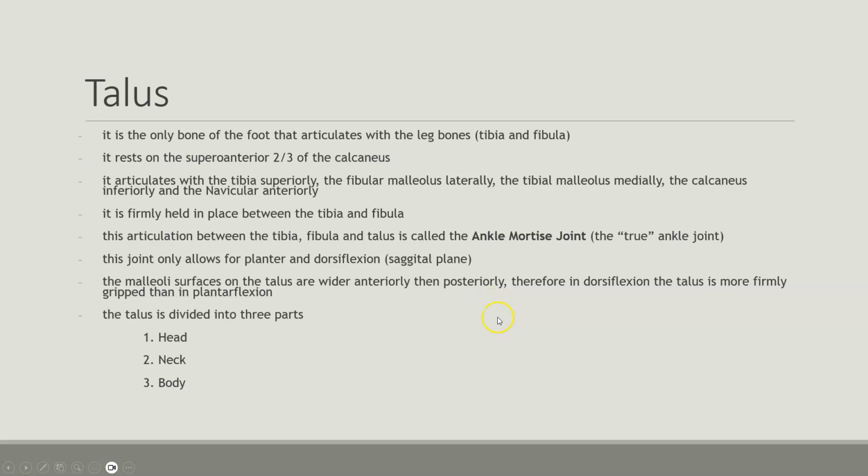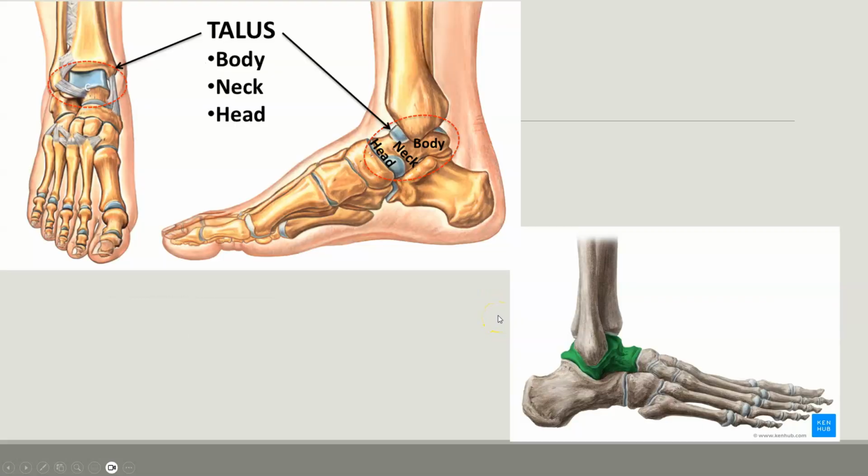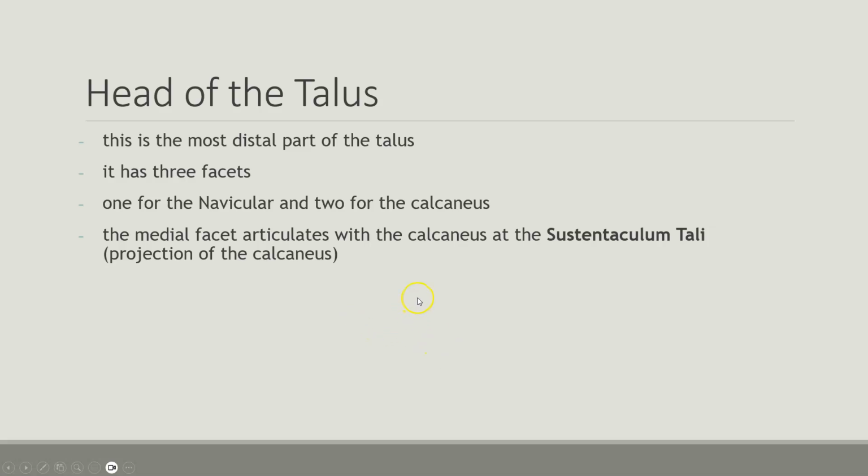So the talus is divided into 3 parts. It has a head, a neck, and a body. So here's the head here with the navicular. Here's the neck just behind it, and then the body with the articular part between the fibula and the tibia. So the head is the most distal part of the talus. There are 3 facets on it. There is one facet where it articulates with the navicular, and then it has two facets where it articulates with the calcaneus underneath.